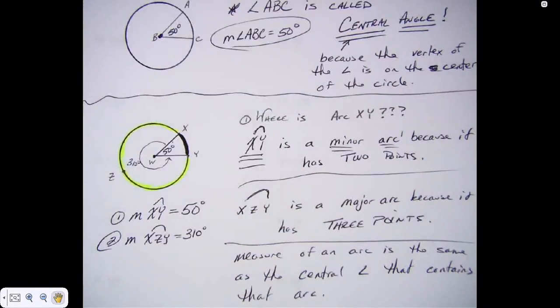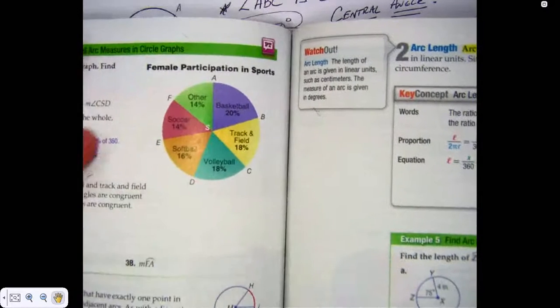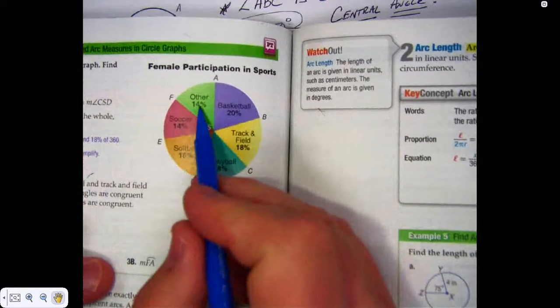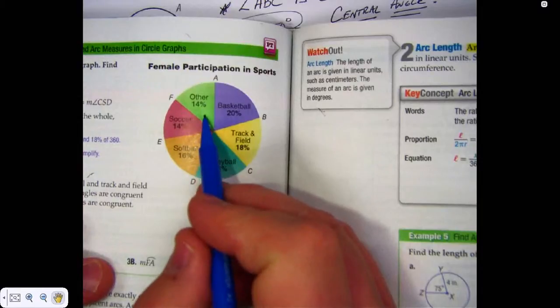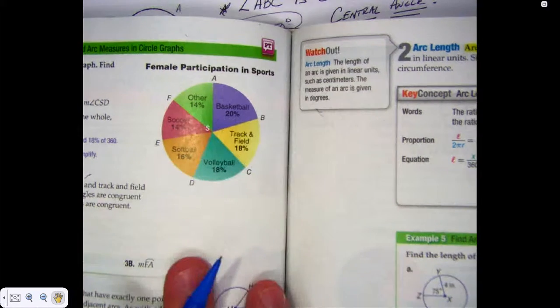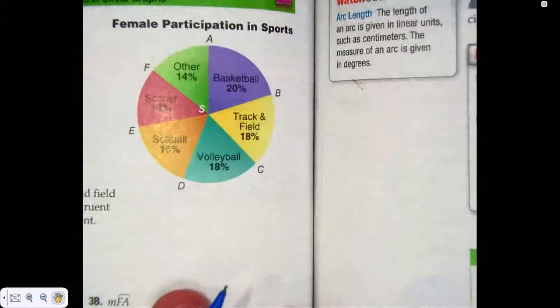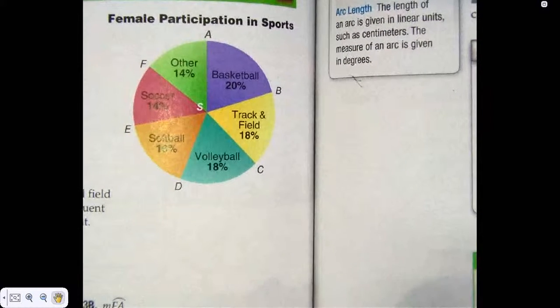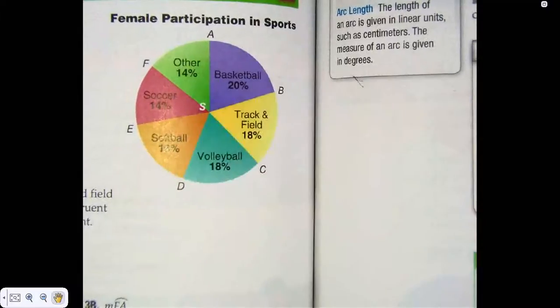So all the arcs in a circle add up to 360. Got some stuff here. When you're doing ones like this, that's 14% of what? If I wanted to ask you what that angle was, what would I do? What's the angle in the other? Can anybody tell me? Right, what is a circle? If I ask you the measure of that angle right there.